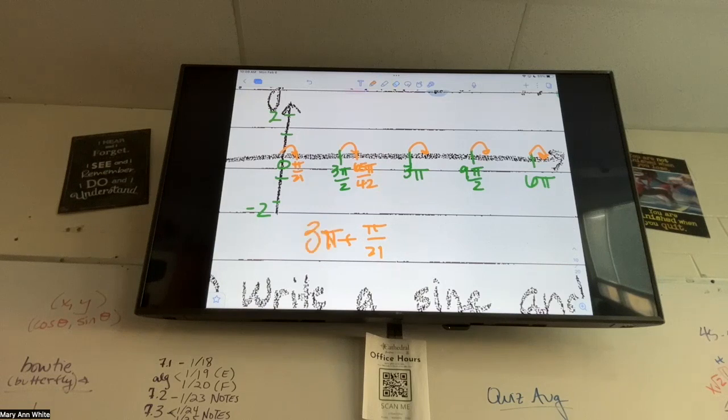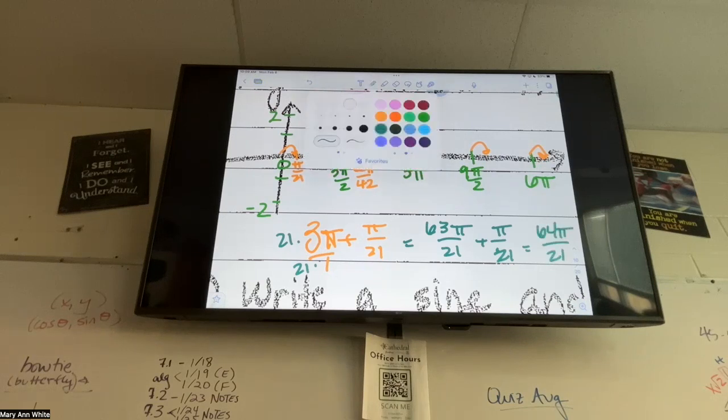Three pi plus pi over 21, we can think of that as 3 pi over 1. So multiply by 21 on the first fraction. So that gives me 63 pi over 21 plus pi over 21, which is going to be 64 pi over 21.